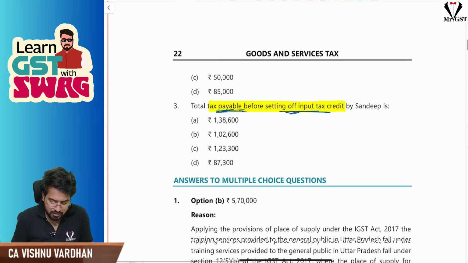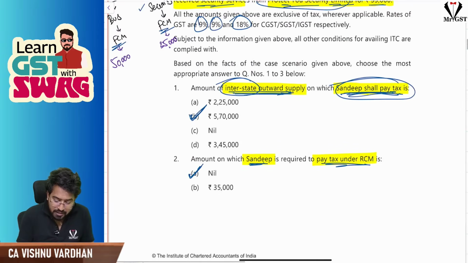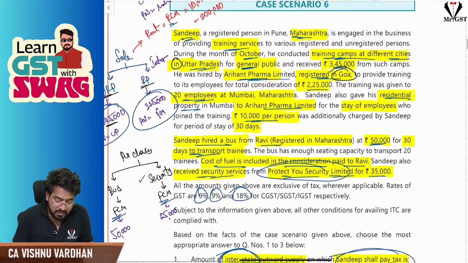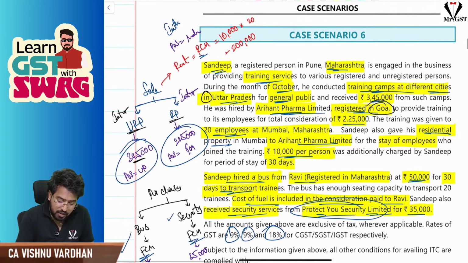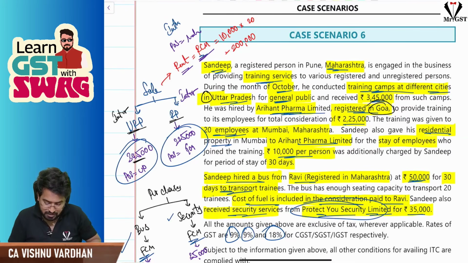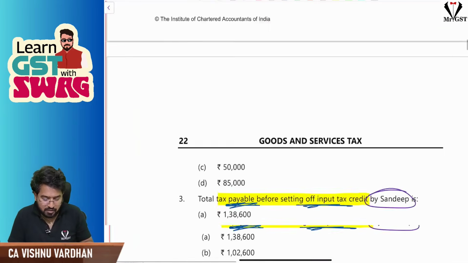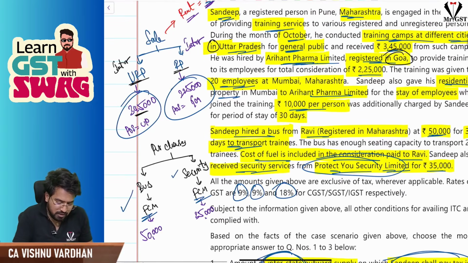Here, this is the interesting question. If you see here, the trick is here they asked you interstate, and here they're asking total tax payable. He has three sales, and please understand, out of these three sales, one sale is covered under RCM. That means the recipient is liable to pay GST. So what is the tax payable by Sandeep? By Sandeep, sir, he has to pay tax only on this 345 plus 225. That is 5,70,000.